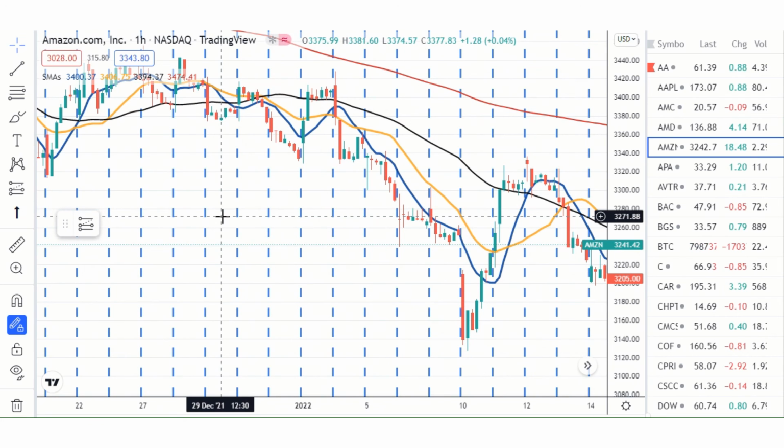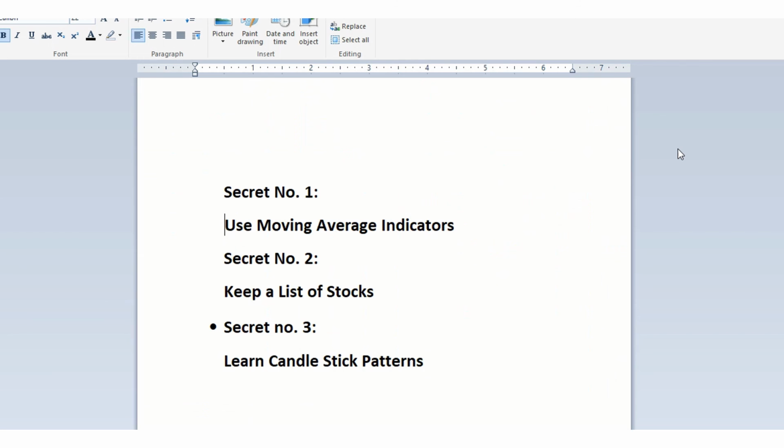All right guys, so that was secret number 3. Now what you do is use all 3 of these together to confirm whether you should enter a trade for an uptrend or a downtrend, a call or a put. Okay guys, so there you have it. Using these 3 things, you should see your win rate go up dramatically. You should be more consistent.